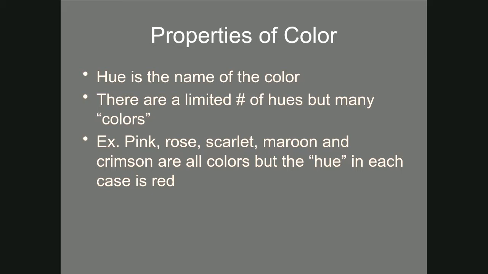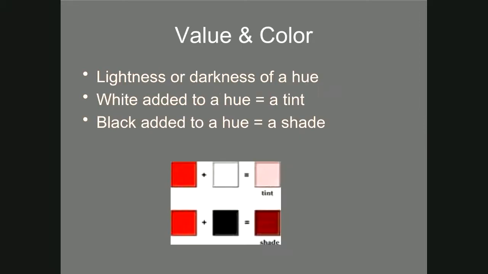So how do we get the other colors? By adding the neutrals to them and mixing them together with each other. Red is a hue, but pink and maroon and all of those are different colors of that hue red. And we do have vocabulary for creating those.